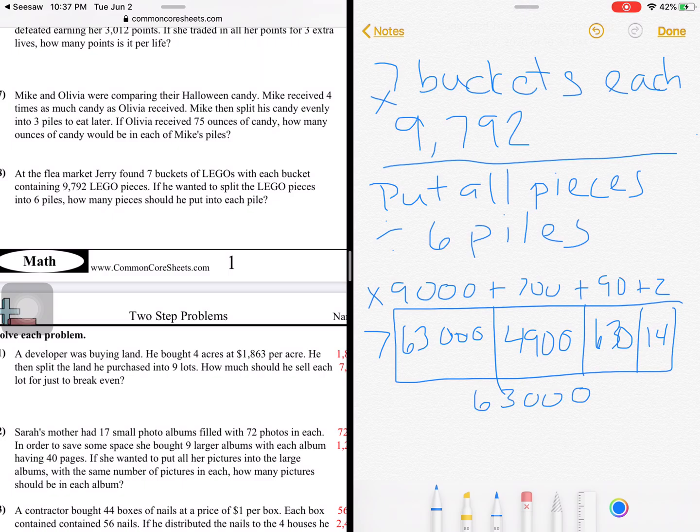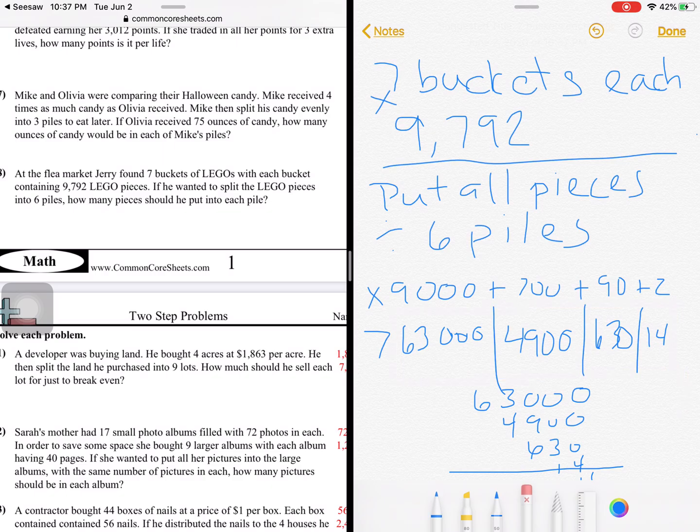So 63,000, 4,900, making sure I line up my places. 630, 14. Oops. Am I able to? No, well, let me scroll up. Darn it. Okay, I'm going to have to put the total over here.